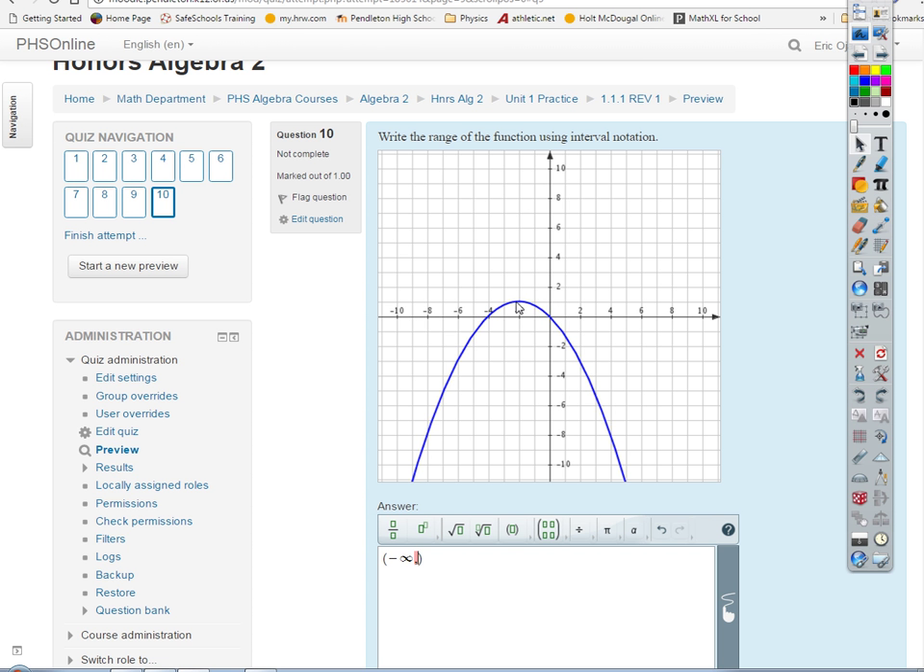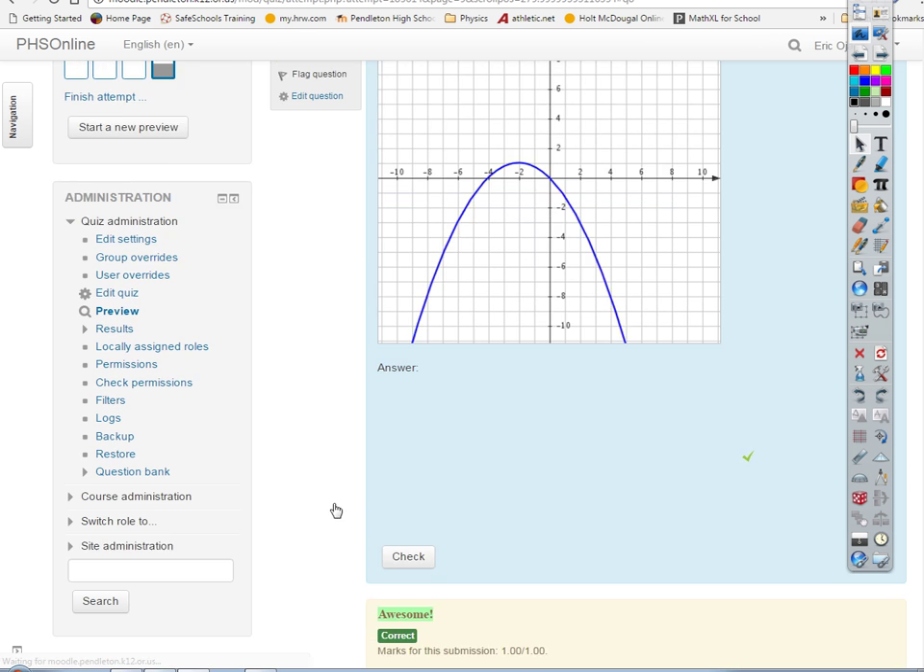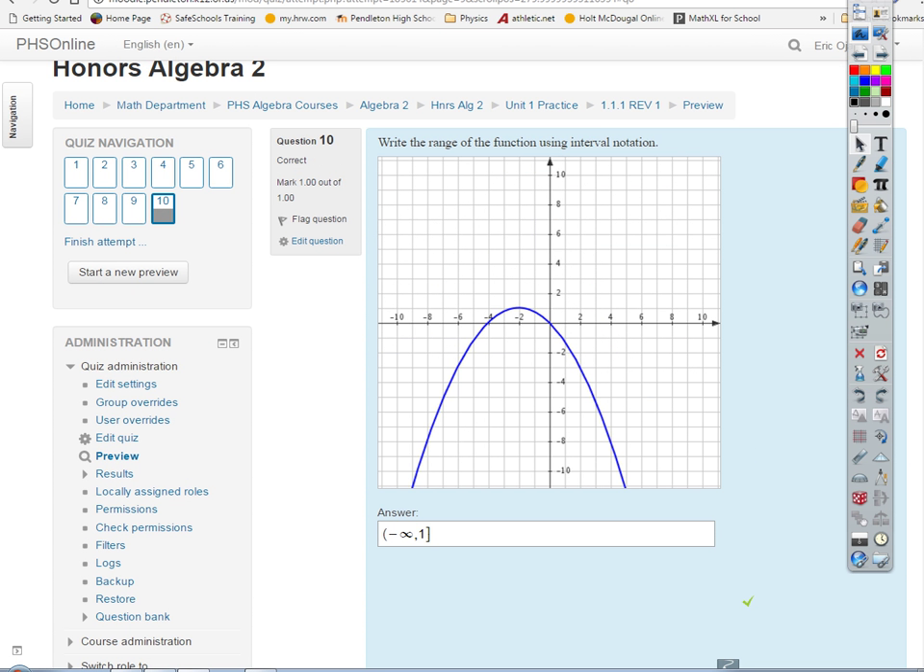You can see right there that the topmost y value is 1. And I'm going to write a right bracket, which is 2 keys to the right of the P. And then it'll change that rounded parentheses into a bracket. And thus ends our first video solution.